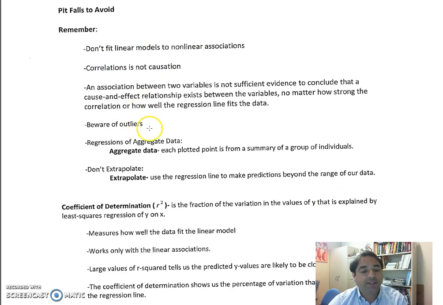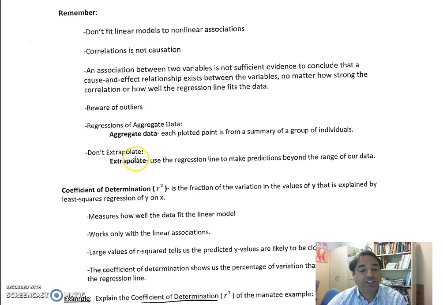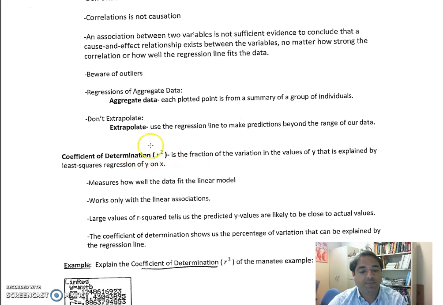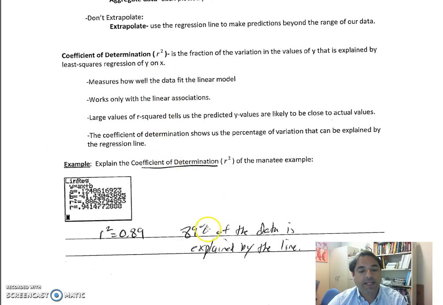Beware of outliers, aggregated data. Each plotted point is from a summary of a group of individuals. So what we're doing is the individual data, but you can aggregate data, so be careful with that. And extrapolation, use the regression line to make predictions beyond the range of the data, but generally extrapolation is inaccurate because we don't know what's going to happen in the future. We talked about R squared and an explanation there.